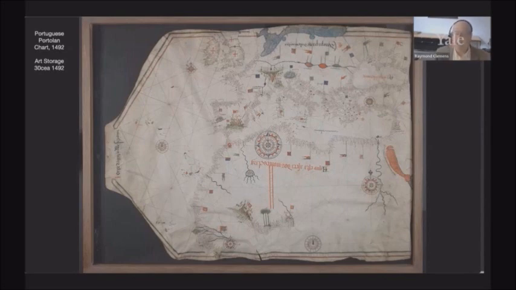The really interesting thing about these Portuguese charts is they show much more of the west coast of Africa than earlier charts had. And in fact, this chart goes so far down the coast of Africa that they needed to put an inset. So in the middle of Africa, they've continued the coastline. So that's what you see there. There isn't some weird little aberration, but that's the coastline of West Africa. And this map goes as far as Sierra Leone.